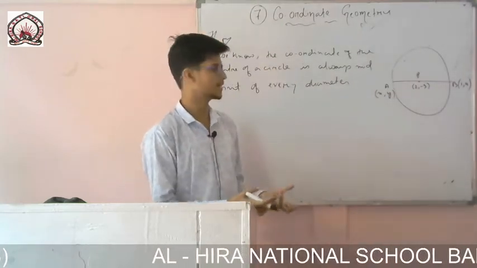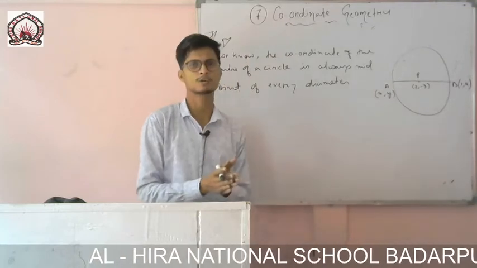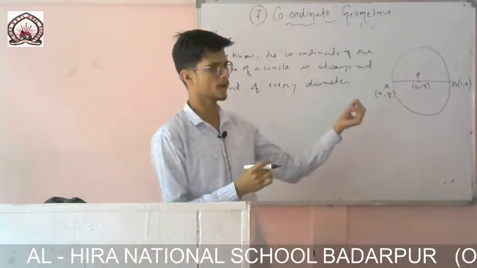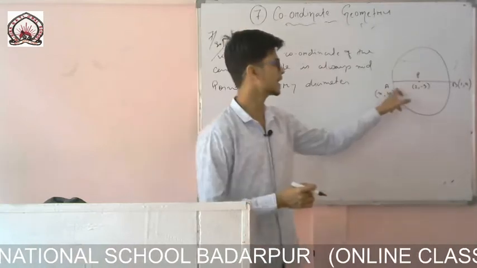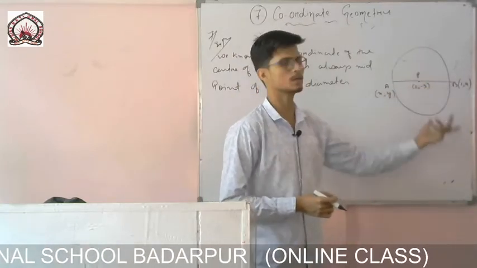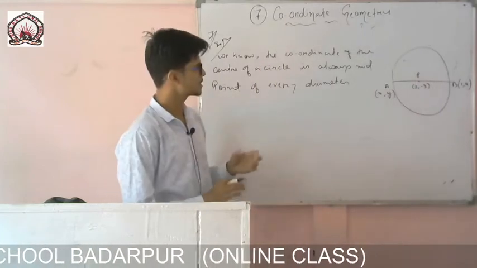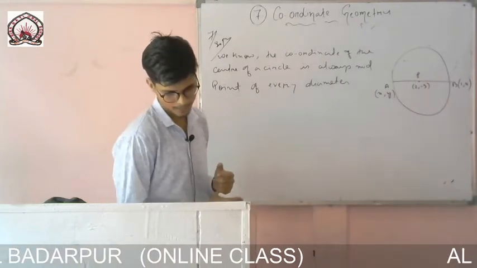So whatever the diameter, if I draw a circle and draw a diameter, then the midpoint, that is the center point, will be the midpoint. These are the radii and this is the midpoint, automatically we know this. So using the midpoint formula we can easily find it.